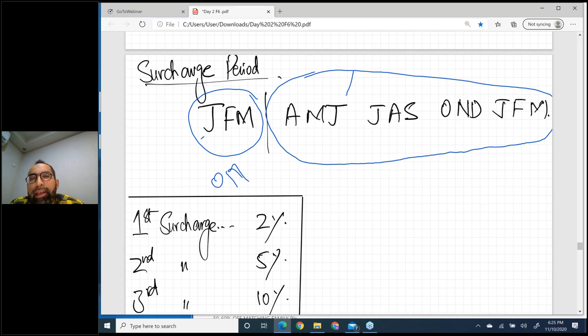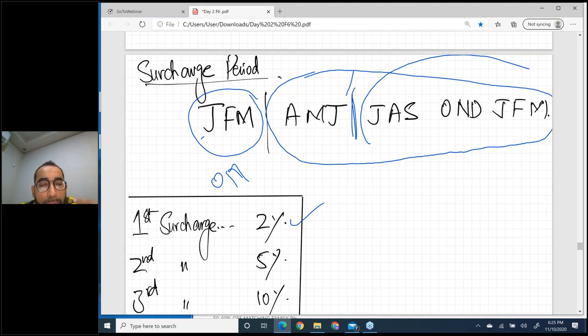Now, as you are a human being, you did a mistake again for the quarter ended June. That means after the initial warning, this is your first mistake. So what will happen? Now your surcharge period will be extended for the next 12 months and you have to pay 2% penalty.